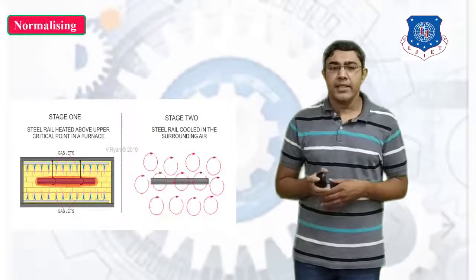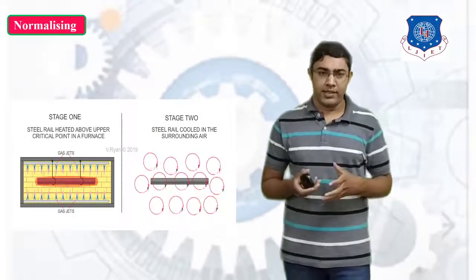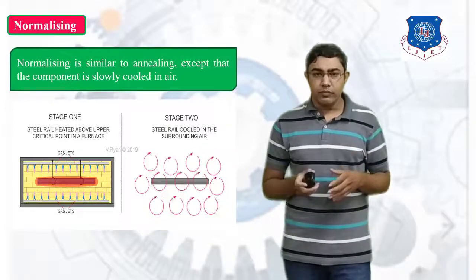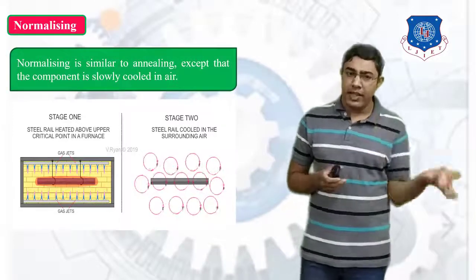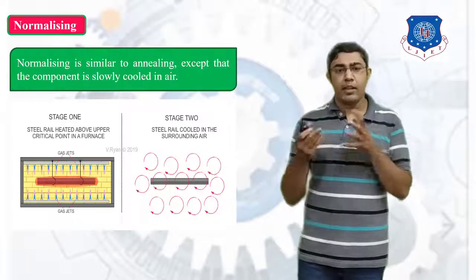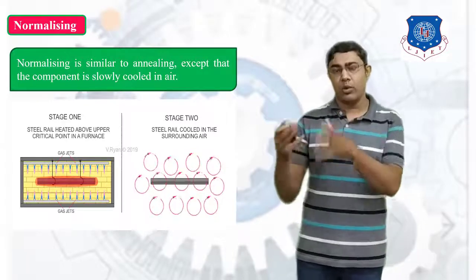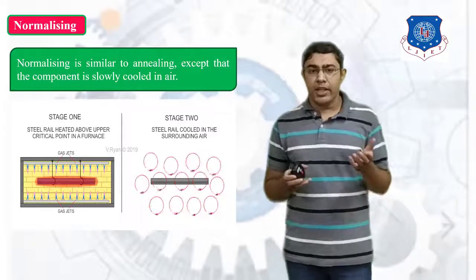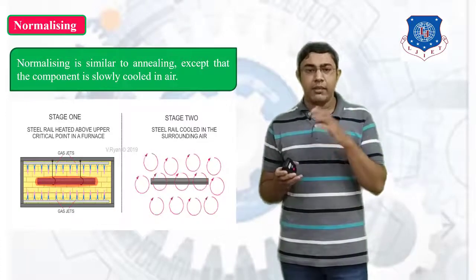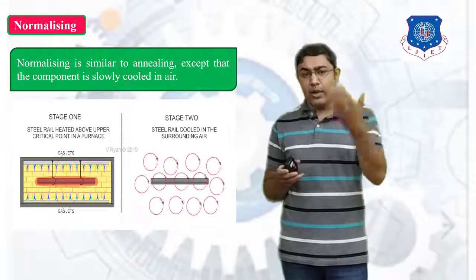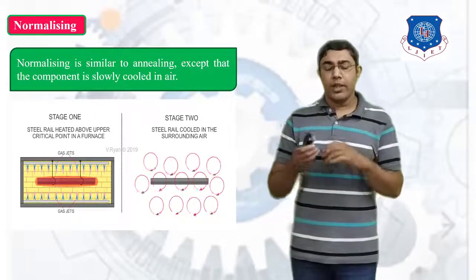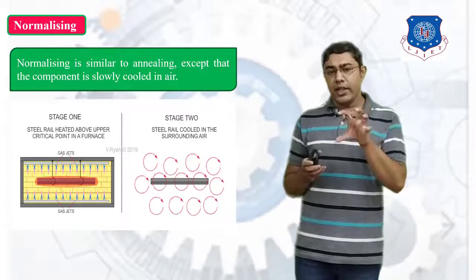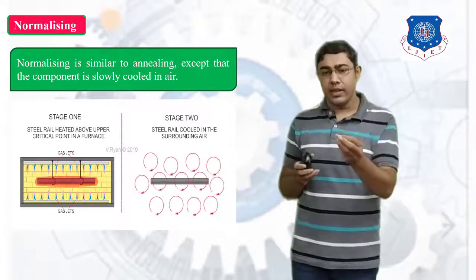Now next is the normalizing process. The normalizing heat treatment process is similar to the annealing process, except the component is slowly cooled in the air. As we saw in annealing, the component is cooled, but here in the normalizing process, the component is cooled in air. So here the component is cooled in surrounding air.